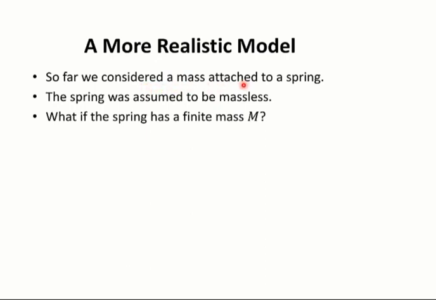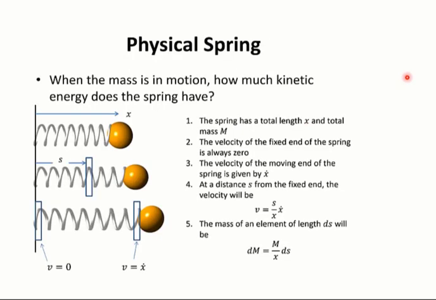Now, previously, we considered that the spring was massless, right? Now, in this example, we are going to attach some mass to the spring. That is, the spring will have a finite mass m. We are going to call this spring a physical spring. Now, what should be the equation of motion of this physical spring? We can find that out by first finding out the energy of the physical spring.